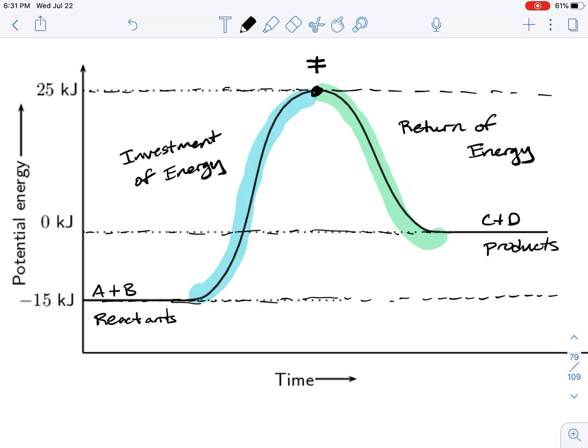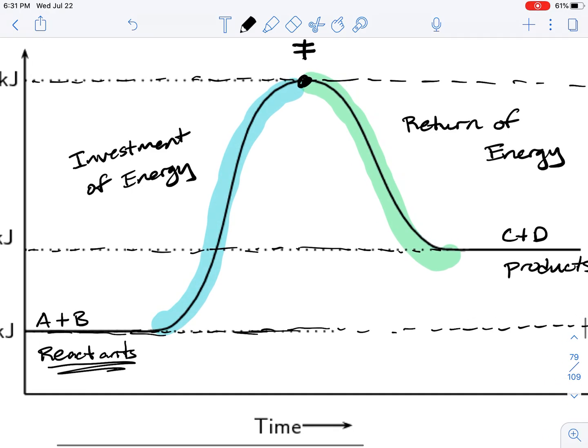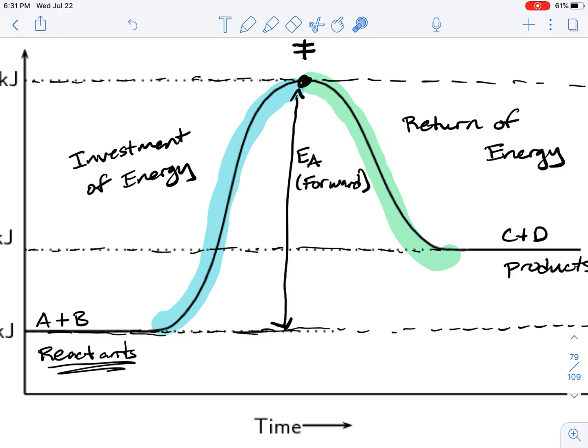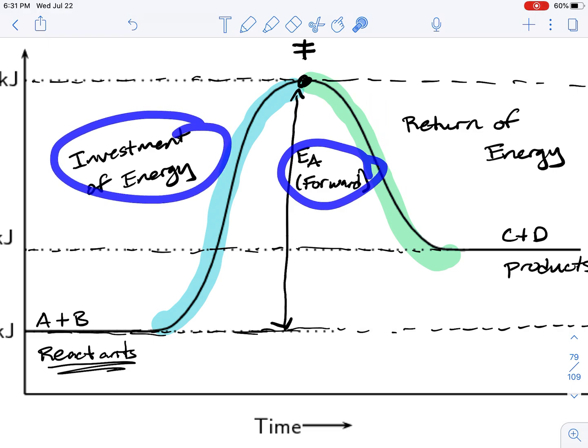So let's mark some things first before we talk about delta H or enthalpy. And so if I wanted to label the activation energy in the forward direction, I'm going to be starting from the reactants, from the height of the reactants, the potential energy of the reactants, which is down here. And so I'm going to draw an arrow from this bottom line all the way to the top part. And I'm going to label that as the activation energy in the forward direction, which reflects the investment of energy.